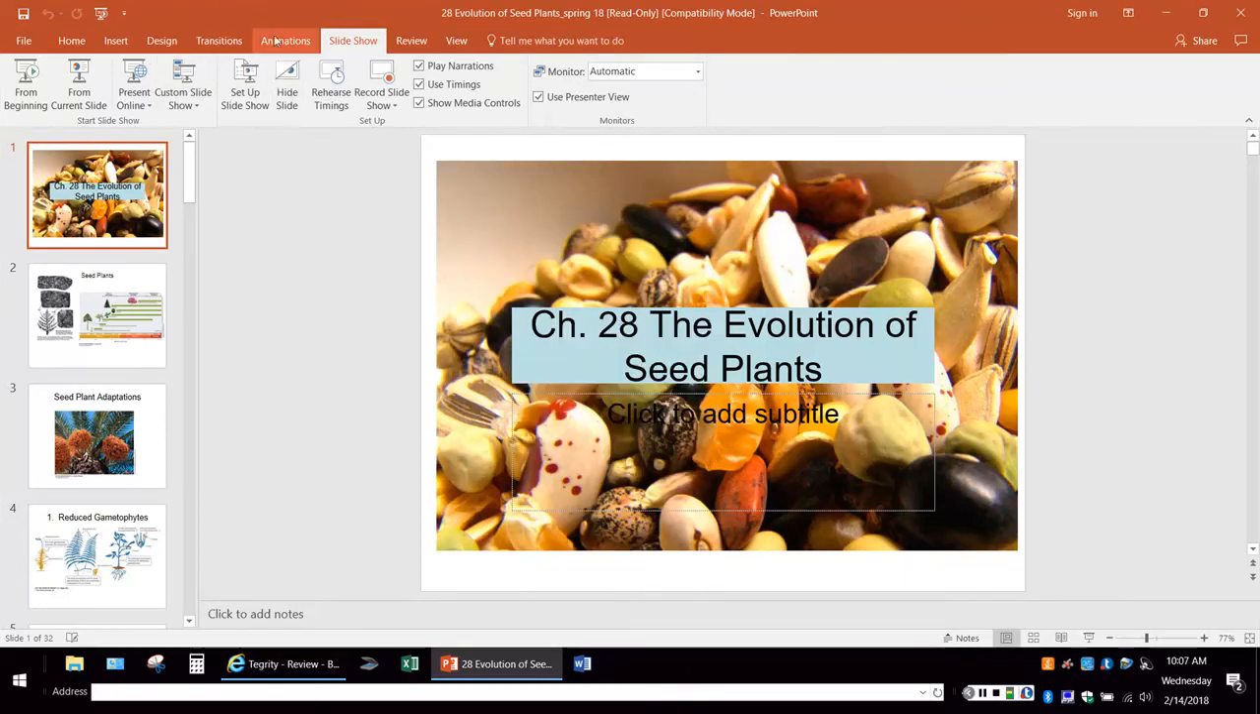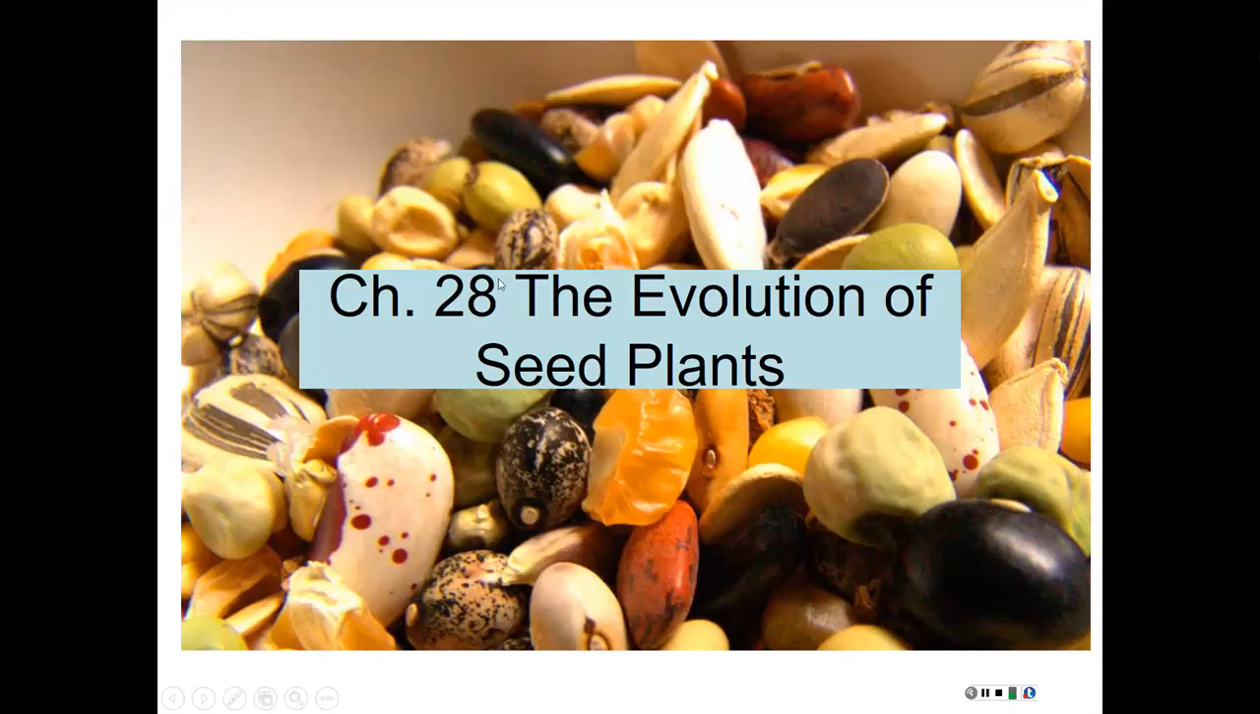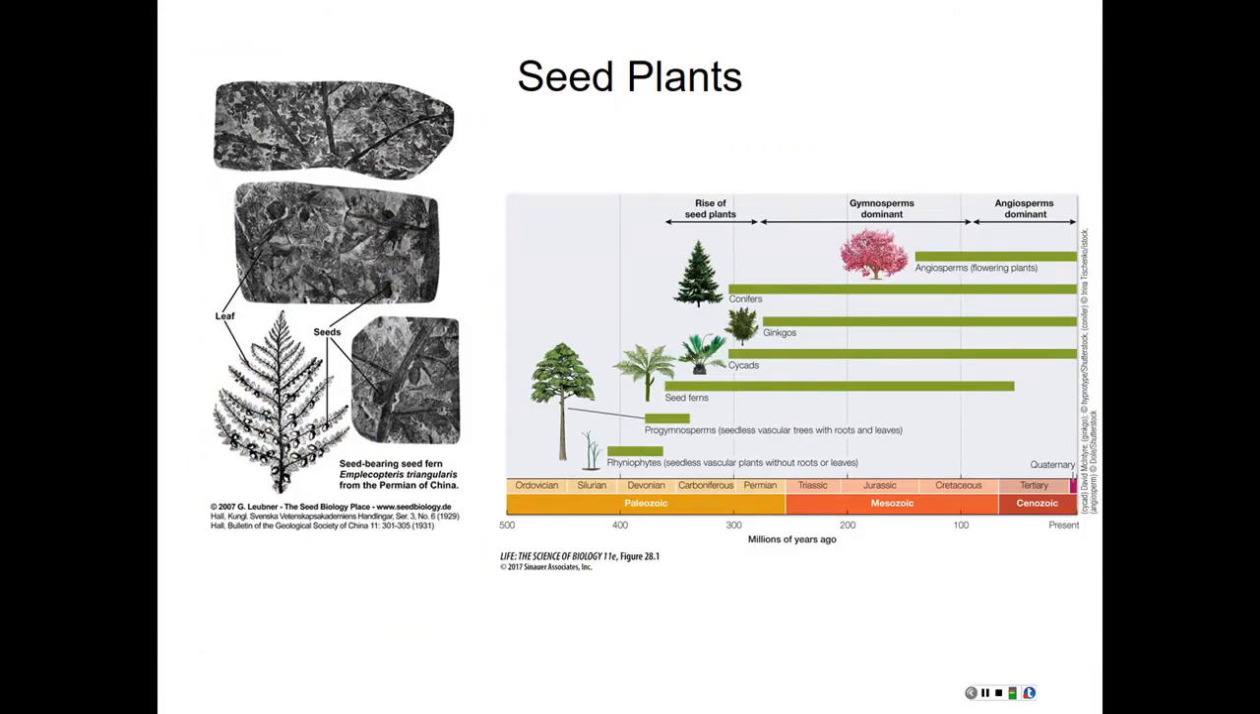Okay, hello. We're going to talk about the evolution of seed plants. So, seed plants show up in the fossil record about 360 million years ago, and they rapidly became the dominant plants on Earth because the adaptation of the seed was just so revolutionary and so advantageous.